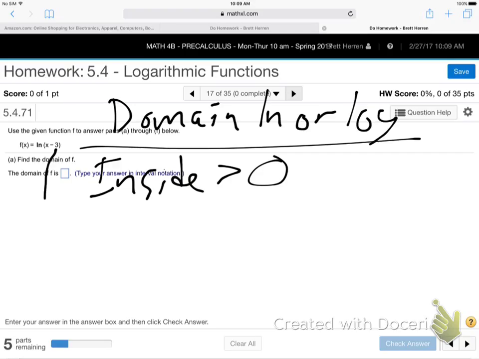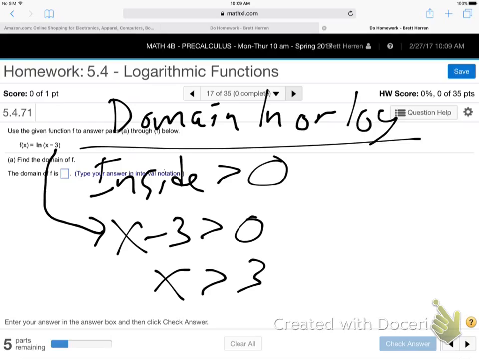So you just take the inside and you go, all right, x minus 3. You have to be greater than 0, which means x has to be greater than 3. So that's the domain. We good so far on that? Not a big problem there, right? Next, we have to graph the thing. So x greater than 3. Let's go to the graph now.